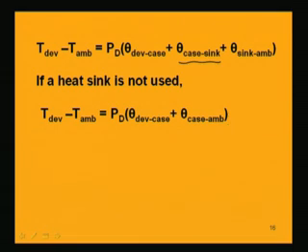Typically the ambient temperature is taken as 25 degrees centigrade, and the maximum power rating of a transistor is also specified at ambient temperature 25 degrees centigrade. That means if we have a transistor rated power as PD at ambient, we mean that at ambient temperature 25 degrees centigrade, this is the rated power of the transistor.